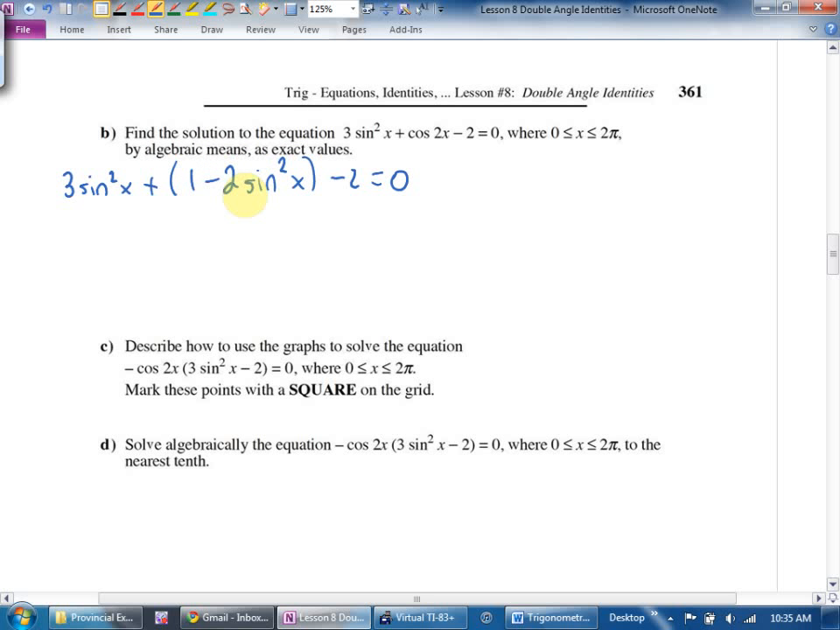3 sine squared plus negative 2 sine squared. What is 3 sine squared plus negative 2 sine squared, or what's 3 sine squared take away 2 sine squared? 1 sine squared, or just plain old sine squared x. And then I have positive 1, take away 2. Minus 1 equals 0. Sine squared x equals 1.